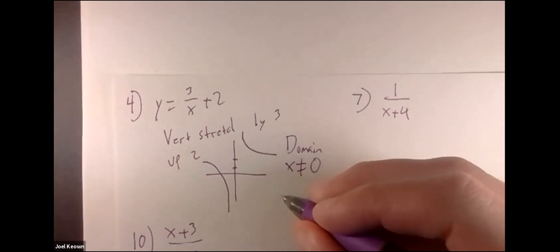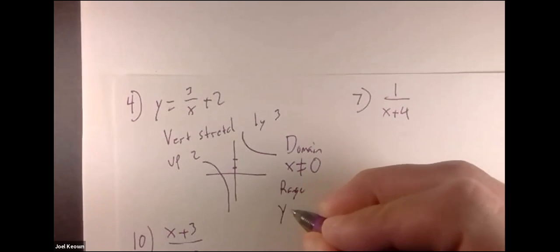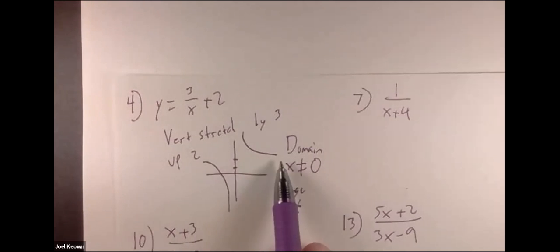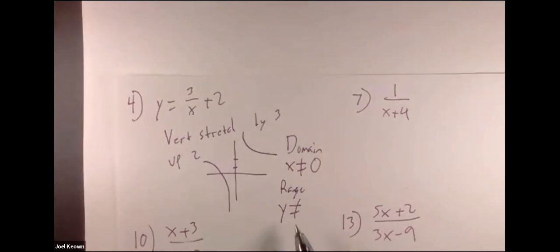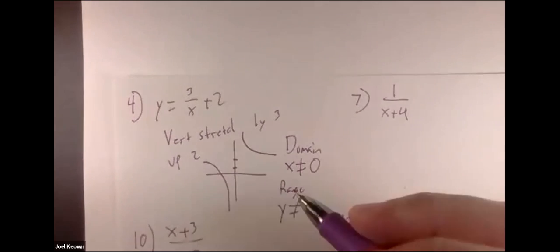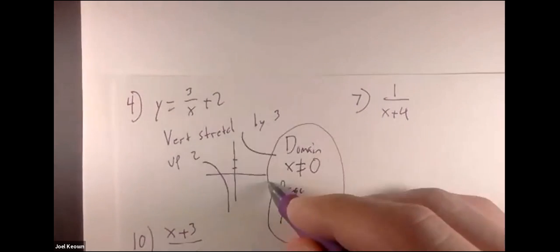My range is going to be y not equal to, well, notice I have a horizontal asymptote here at +2. So my range is going to be y is not equal to that number right there, in this case, 2. Okay, so this is the part it's really asking.